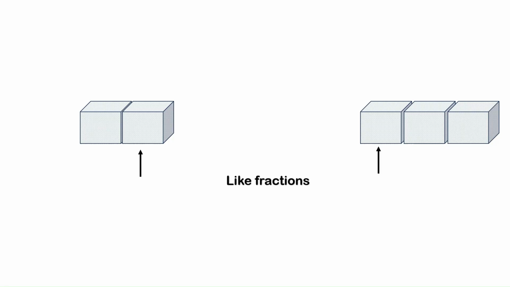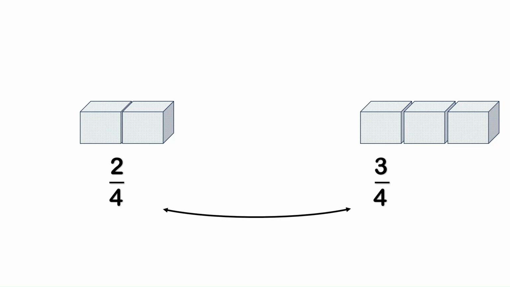Now let's look at their mathematical notations. The fraction on the left is 2 upon 4. The fraction on the right is 3 upon 4. As these two fractions have equal denominators, they are called like fractions.